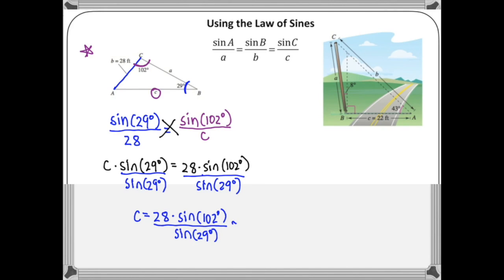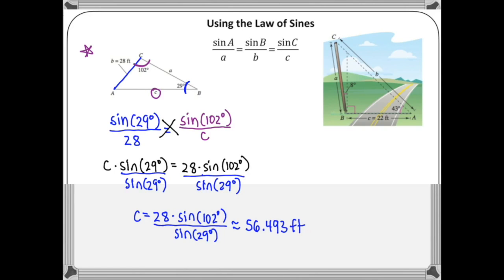And then from here, we're going to have to put that into our calculator, as we don't know what the sine of 102 or 29 is off the top of our head. So we poke it in our calculator, and that is going to approximately give us the length of 56.493 feet. Okay, so that's what the length of C would equal.